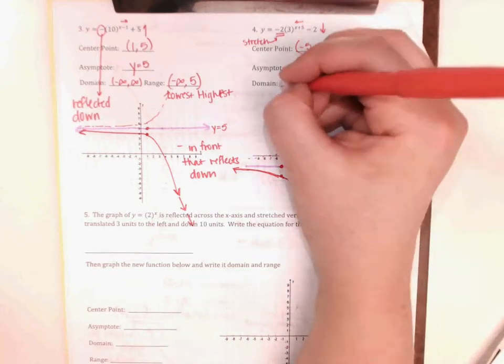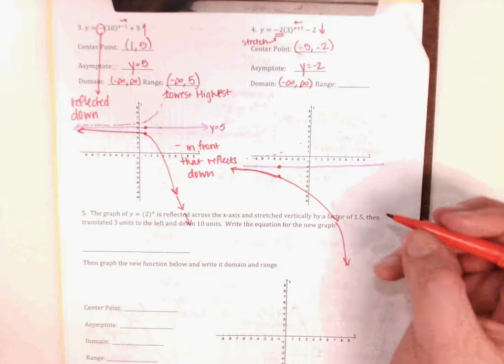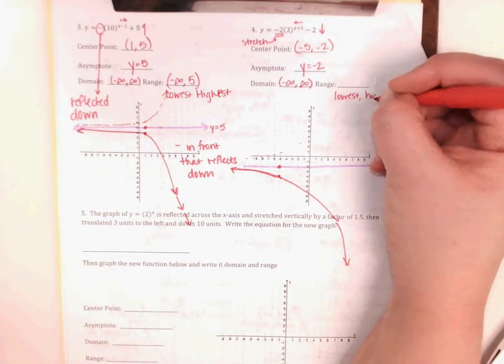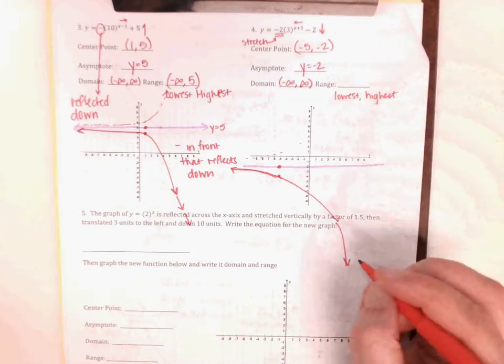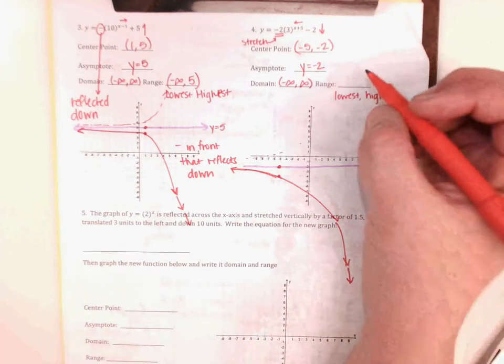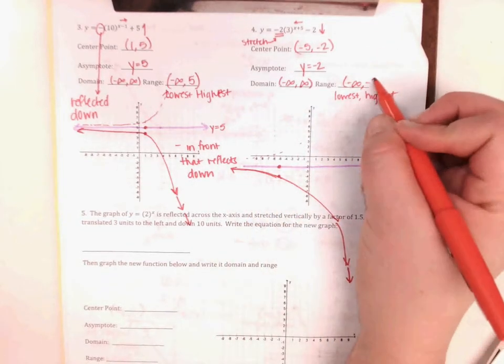My domain is all real numbers, negative infinity to infinity. But my range this time, remember, I have to go lowest to highest. And I can see that the lowest my graph goes is to negative infinity. This thing's going to go down forever. So negative infinity until the highest point is negative 2.